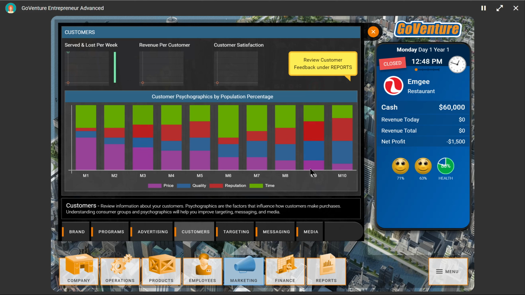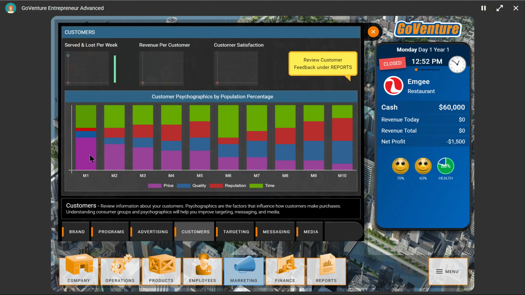If your chart is different in your simulation, it means that the population percentages are not the same. For example, if this M1 chart bar was only half as high as the M2, that would mean M1 has half as many consumers as M2. But in my example here, they're all the same. So they're 10% of the overall population.